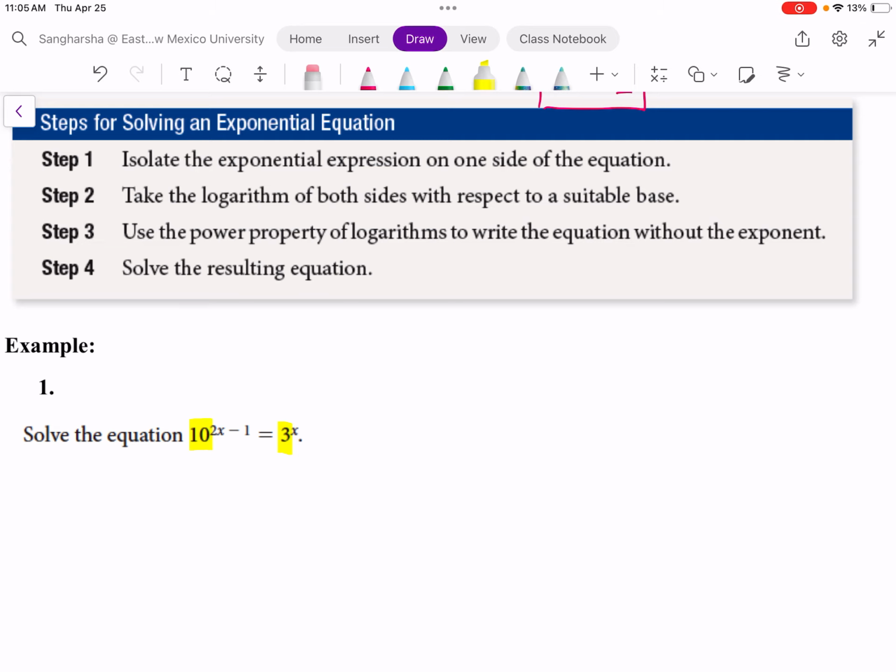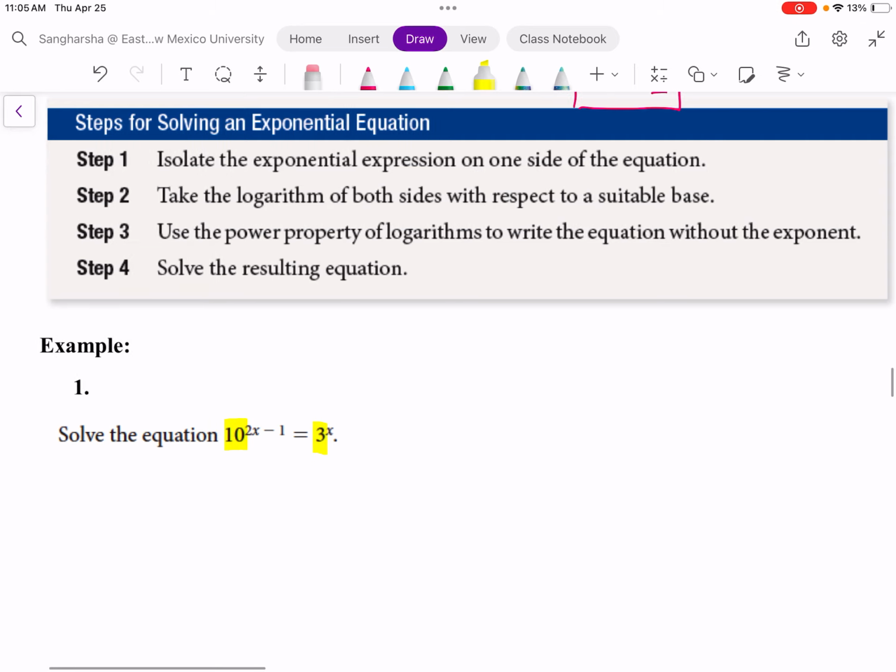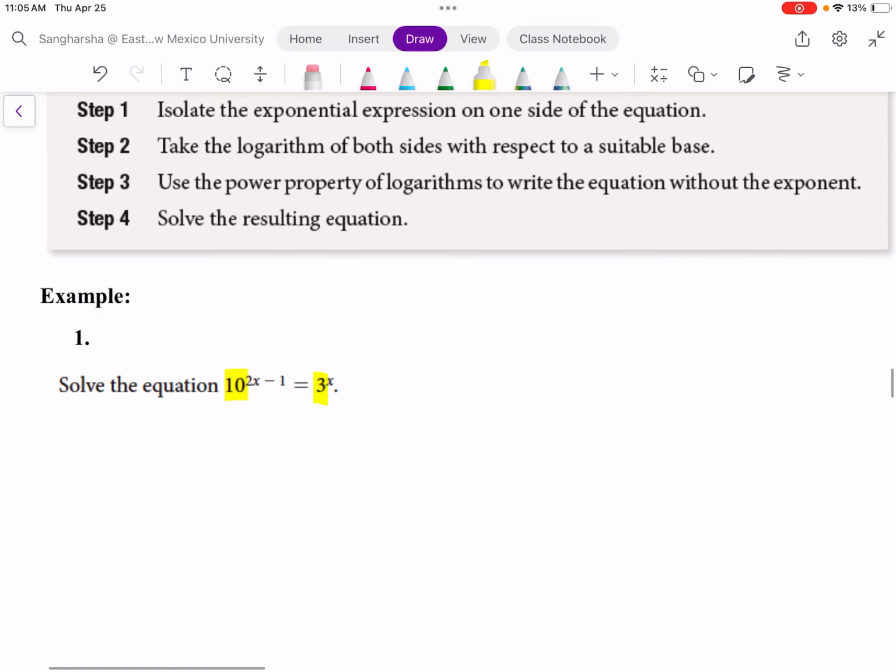If this is the case, what we're going to do here is apply log on both sides. We can take a common log or a natural log.